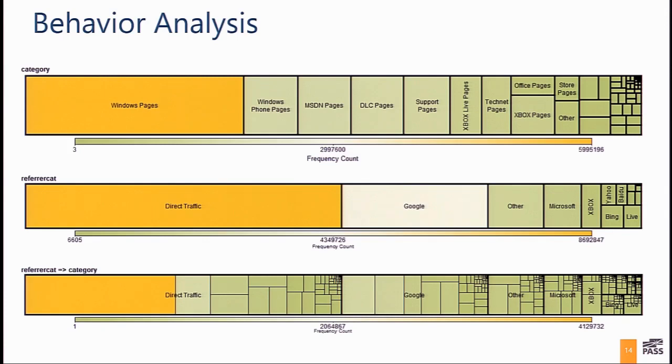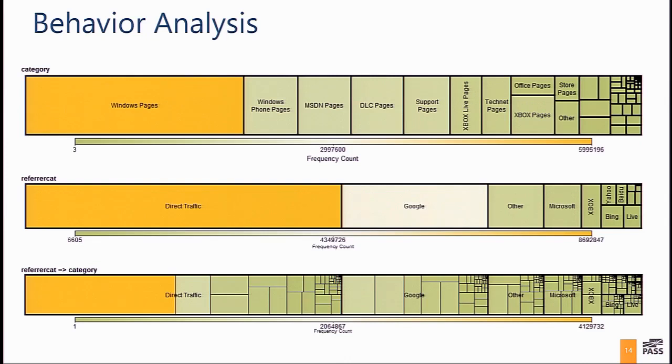how customers actually use the site, how they actually interact with any of our web pages and the sub-sites on Microsoft.com. So the top chart there is just a frequency chart. It shows where people spend most of their time on Microsoft.com, right? And in this case, the orange bar there on the left-hand side says most people tend to spend time on the core Windows pages, followed by Windows Phone pages, then MSDN pages, etc.